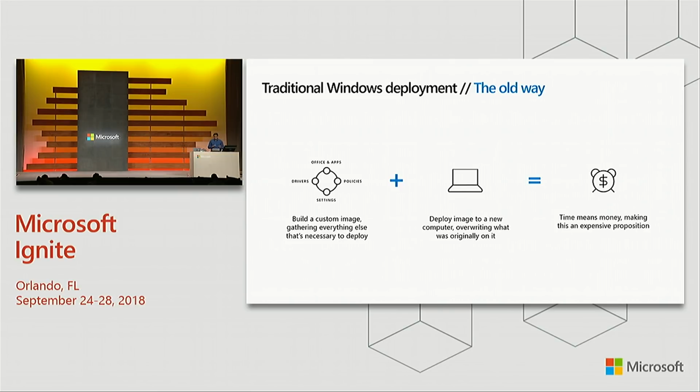We'll start off by just doing a quick recap of what it is that we're trying to do with Windows Autopilot. If you think about the traditional way of deploying Windows machines, it's pretty much this standard cookie-cutter approach. You build a custom image, you deploy that image to a new computer, and you spend a lot of time and money, which kind of makes this a very expensive proposition.